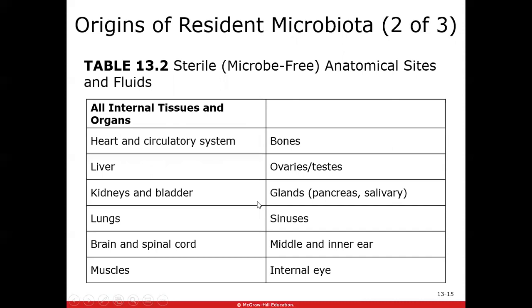Some of the sterile or microbe-free anatomical sites include the heart and circulatory system, the liver, the kidneys and bladder, the lungs, brain and spinal cord, the muscles, bones, ovaries, testes, glands like the pancreas, salivary glands, sinuses, middle and inner ear, and internal eye.